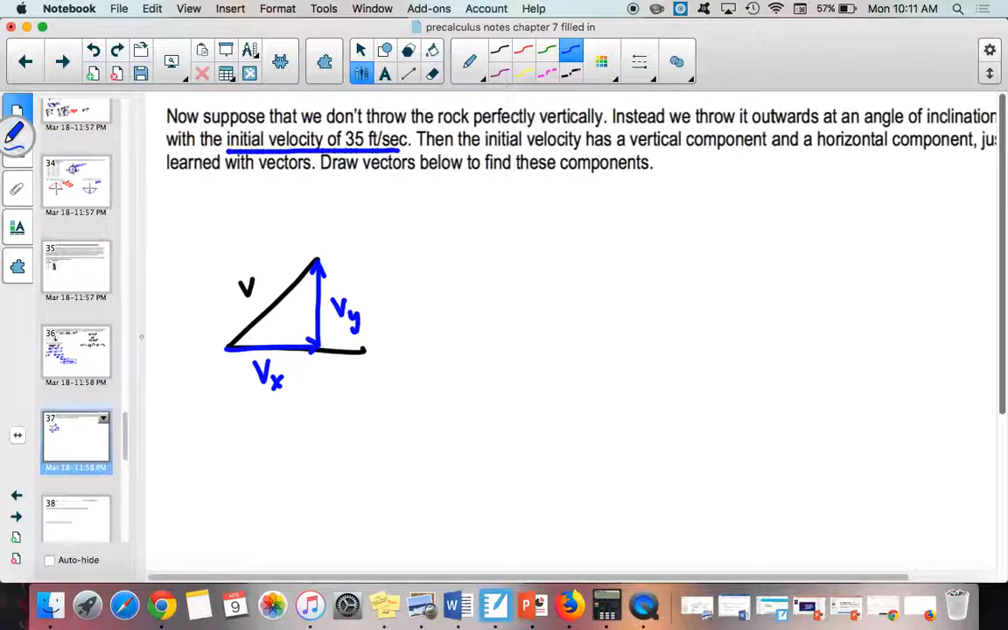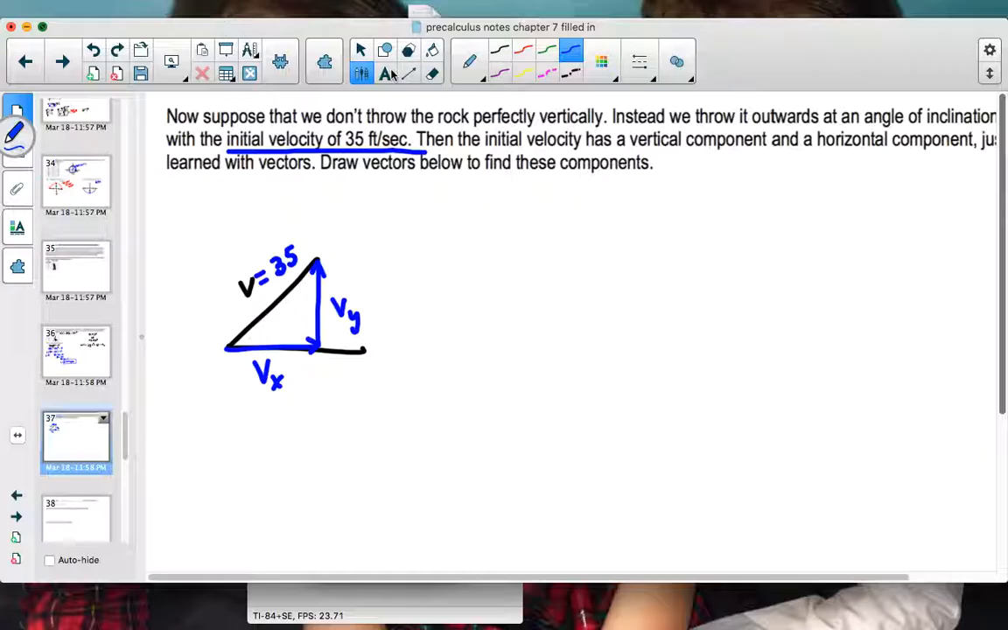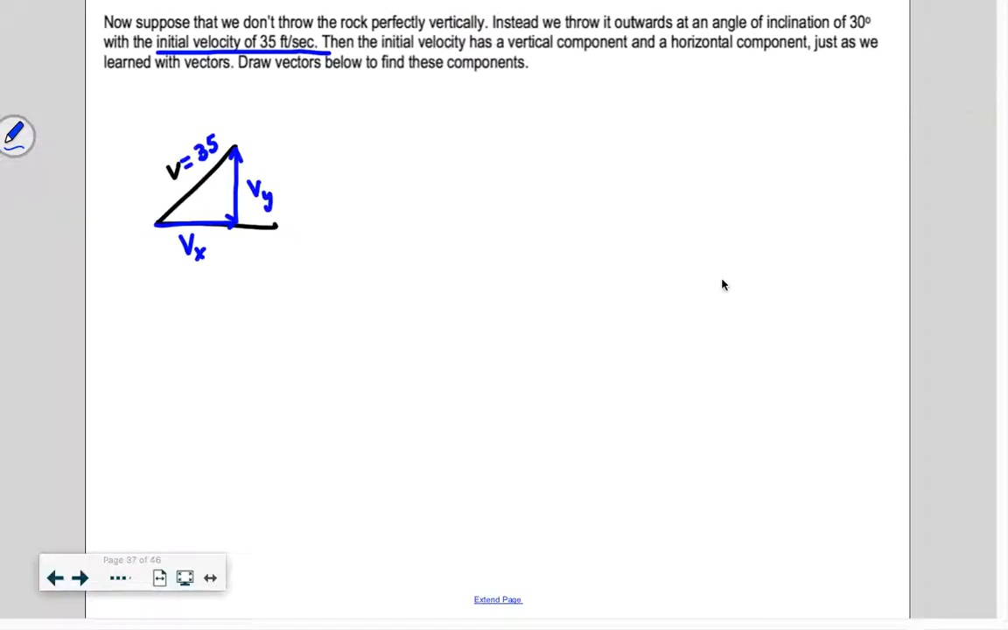Our initial velocity was 35 feet per second. And so this says, well, what if we throw it at an angle of inclination of, what did it say, 30 degrees? Could we figure out v sub y and v sub x? It's really nice that it's 30 degrees because we could use a 30, 60, 90 triangle, right? Or we could set it up with SOHCAHTOA. Did you guys forget your 30, 60, 90 triangles?